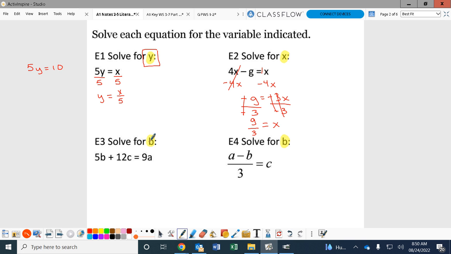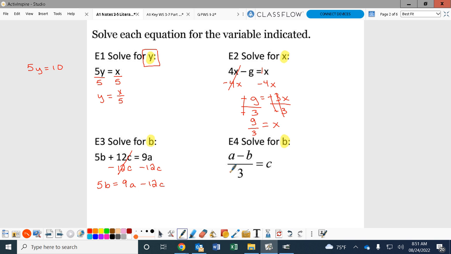We need everything else to go to the other side. To do that, we're going to minus 12c, minus 12c. We need to get that b by itself. So we cancel that out. We get 5b equals 9a minus 12c. Guys, why am I not putting them together? They're not what? They're not like terms. They're different variables. All those things are correct. I'm just writing them in order. That's all I'm doing. Alphabetical order. That's it.